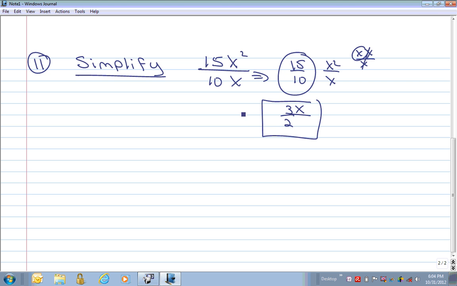But be careful, you also have to add the restriction. Remember, before we made any cancellations, if x had been 0, it would have caused a 0 in the denominator. So our restriction is x cannot equal 0. All right, let's go on to the next problem.